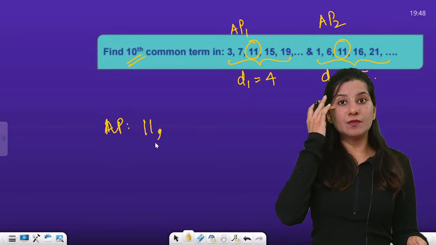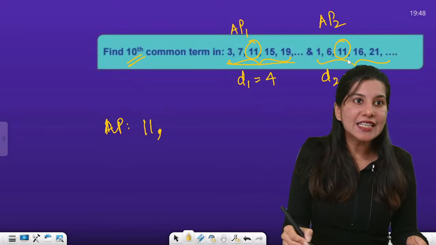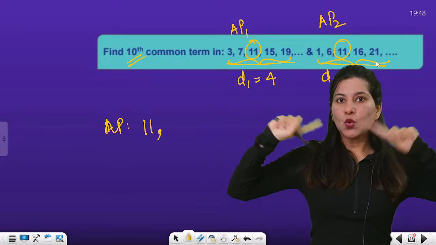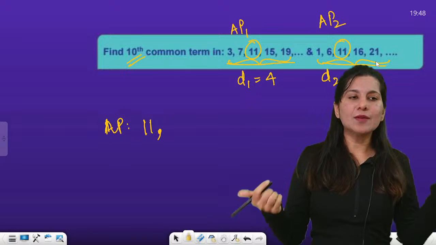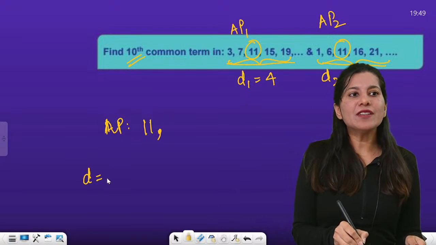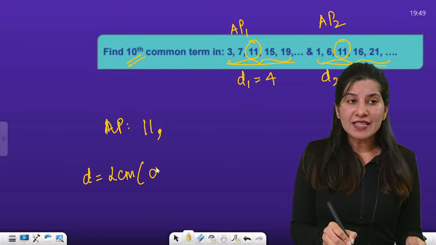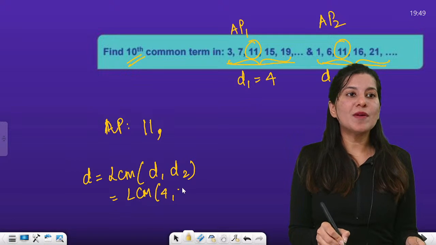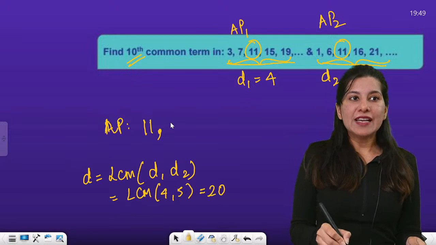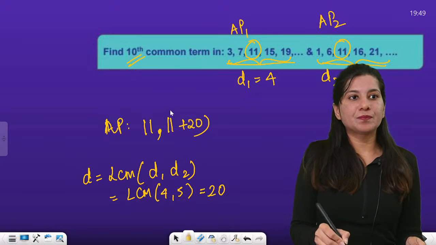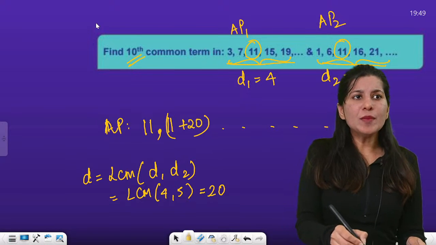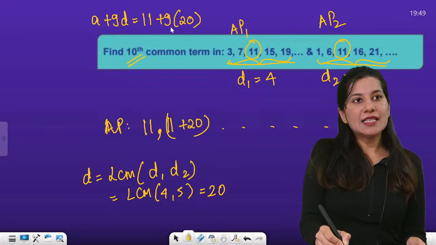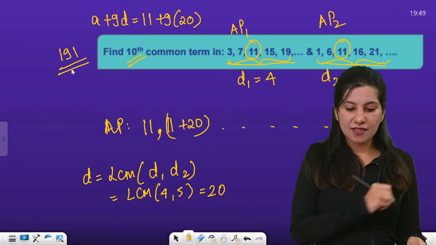What will be my second term? Now one way is to complete the first series and second series till you find the second common term. But no, we don't do that. We don't want to waste our time. Just calculate the common difference. The common difference will be the LCM of the common differences of the first and second series. So the LCM of 4 and 5 will give you 20. So 11 plus 20 will be your second term. Now you can form a series. The 10th common term will be A plus 9D, 11 plus 9 times 20 will be your answer. So 191 will be the correct answer of this question.